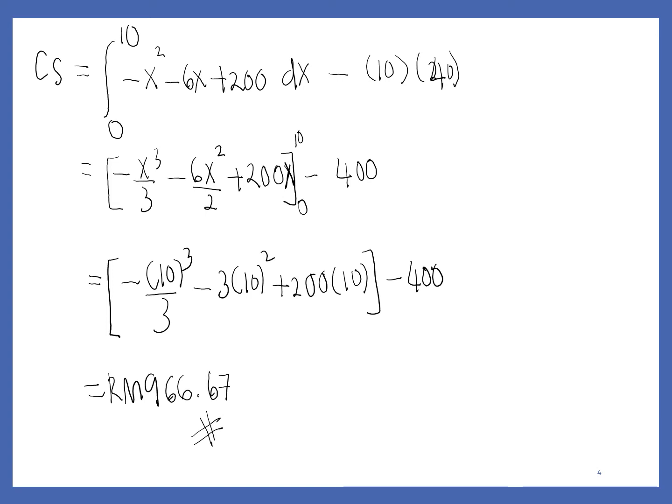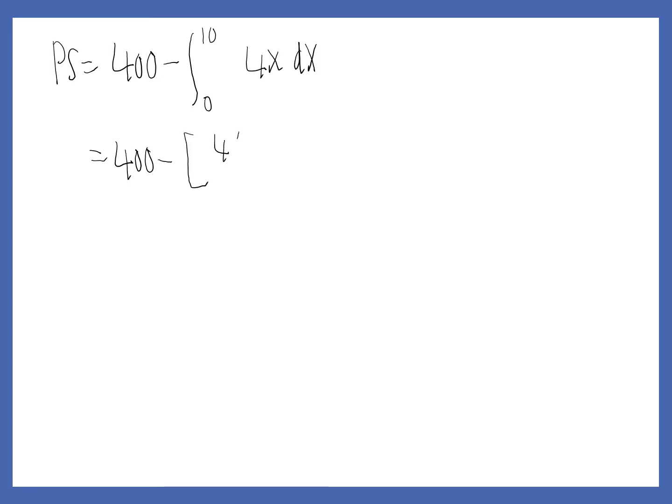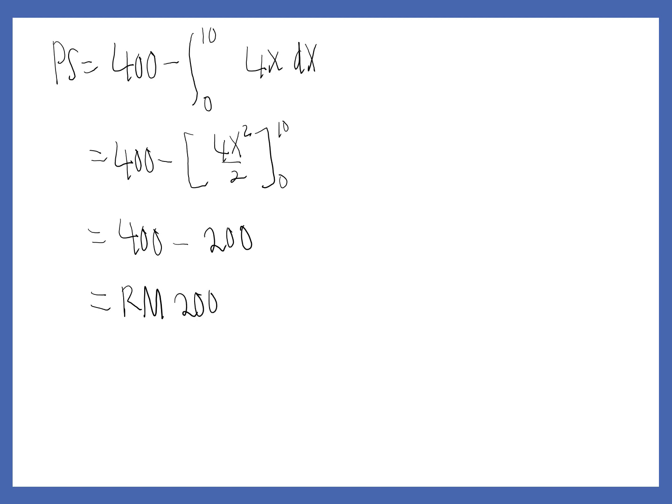966.67. While the producer surplus is equal to 400 minus the integral from 0 until 10 of the function 4x dx. So we'll get 400 minus 4x squared over 2. Okay, so we'll get 400 minus 200. The answer is RM 200. Alright, that's all.